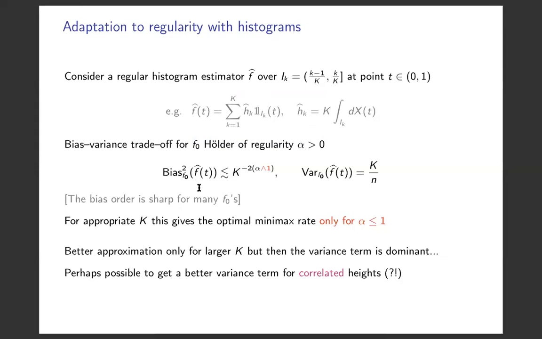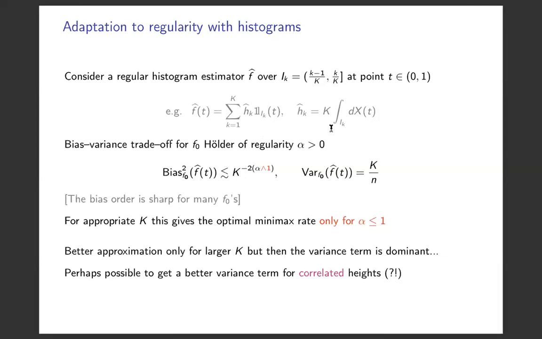If you look at the bias-variance trade-off, you get a squared bias which is bounded by k to the minus 2 (alpha infimum 1). The infimum with 1 comes from the fact that you look at histograms, and you cannot do better for many functions because of the limitations of using a histogram in terms of approximation. And the variance is k over n. Okay, so the implication is that you will get the minimax rate only if alpha is at most 1.